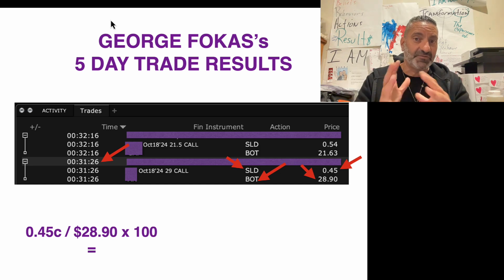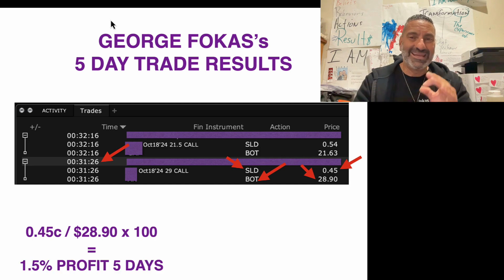So 45 cents divided by the investment of $28.90 times 100 for a percentage return is a 1.5% return for a week. So when you think about that over 4 weeks, if you do this every week, the potential of what you could be generating compared to what the bank pays.